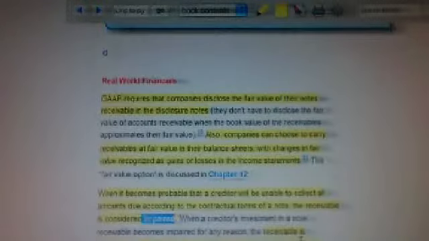Now, GAAP requires that companies disclose the fair value of their notes receivable in their disclosure notes. Also, companies can choose to carry the receivables at fair value in their balance sheets, with changes in the fair value recognized as gains or losses in the income statement. We'll talk more about that in Chapter 12.